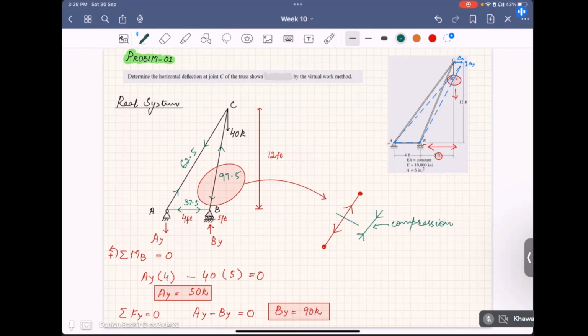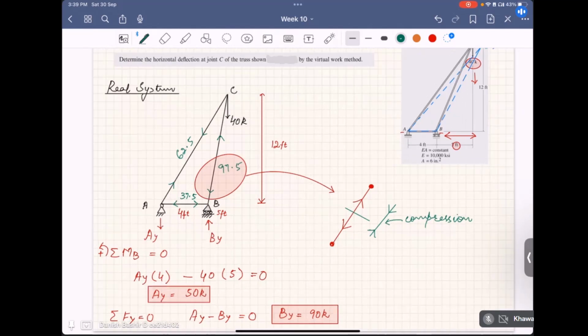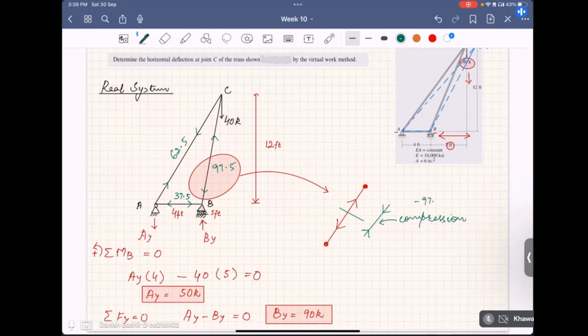Same thing is there. That's 97.5. So it will actually be minus 97.5. Okay, you are getting my point. If I have taken this 62.5 member, okay, so if I had taken this thing, 62.5. Okay, let me draw that member as well.